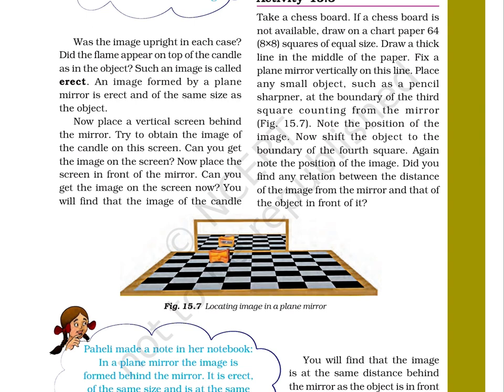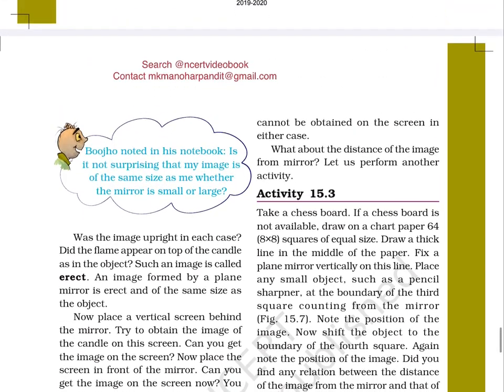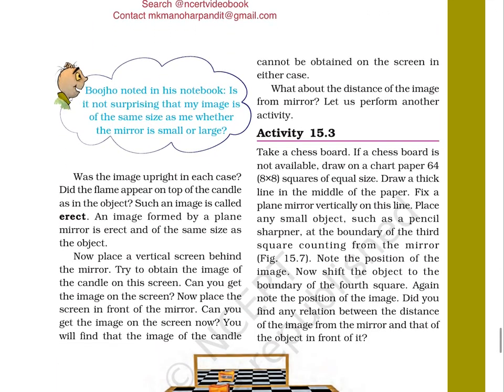Now place a vertical screen behind the mirror. Try to obtain the image of the candle on this screen. Can you get the image on the screen? Now place the screen in front of the mirror. Can you get the image on the screen now? You will find that the image of the candle cannot be obtained on the screen in either case. What about the distance of the image from the mirror? Let us perform another activity.